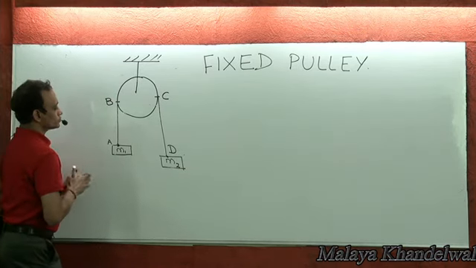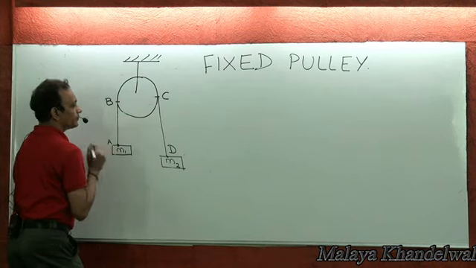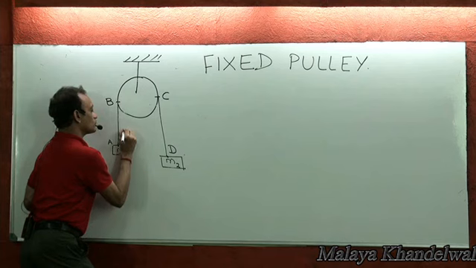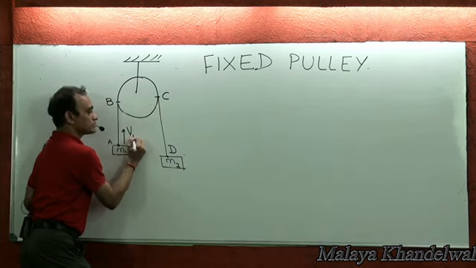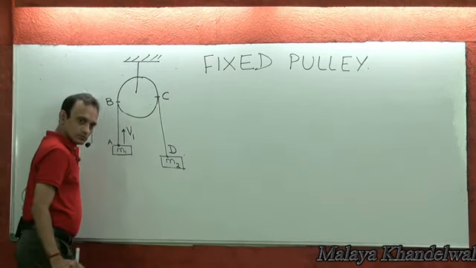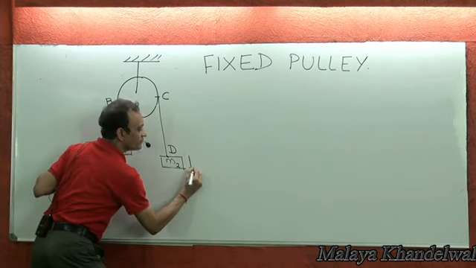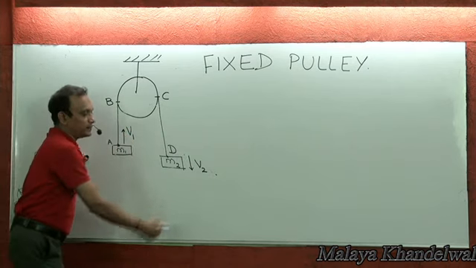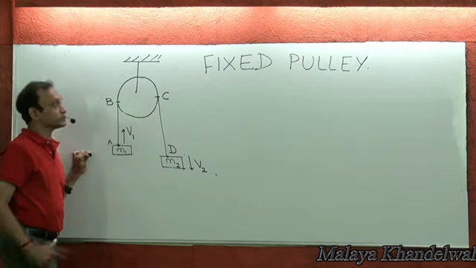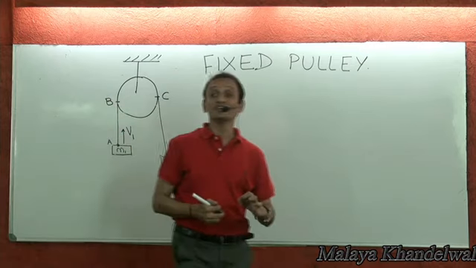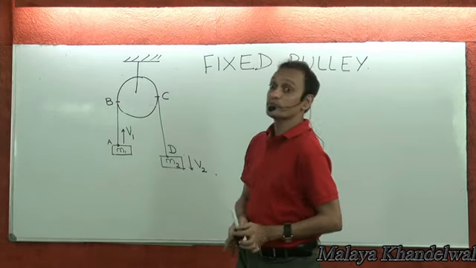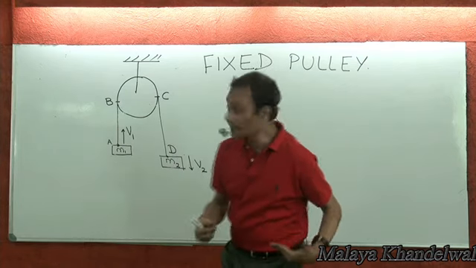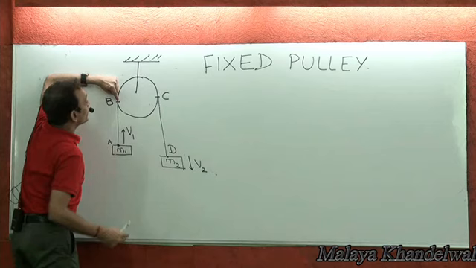Now, suppose m1 has a velocity v1 upwards. And m2 has a velocity v2 downwards. What I will then have to do is, to the nodes or the bridges B and C, I will have to assign velocities, right? What's the velocity of the bridge B?